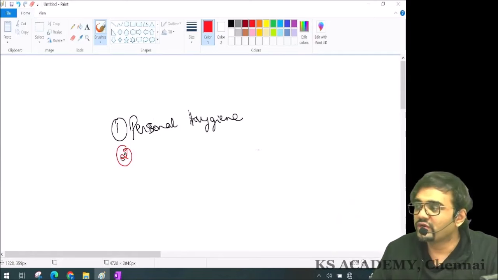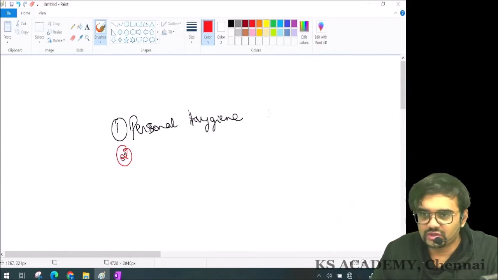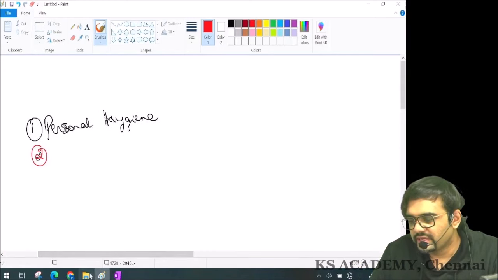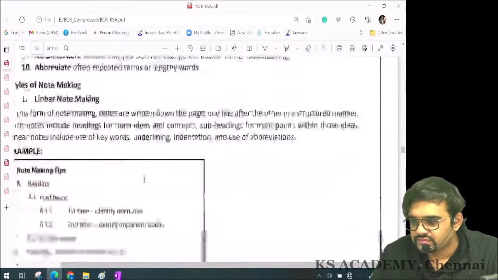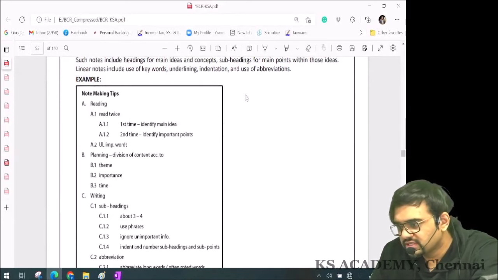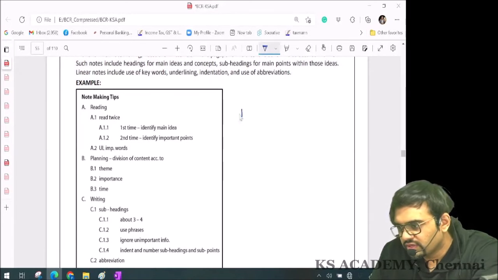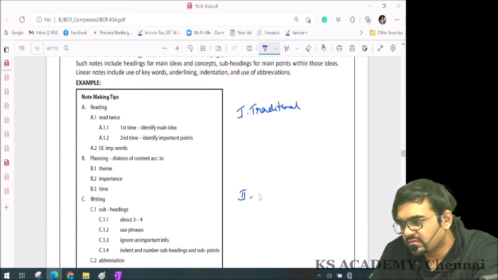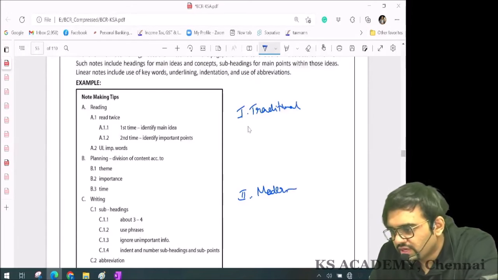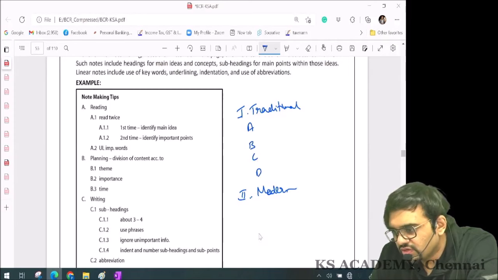Now tell me, if I want you to make a note of all this, how will you write? So basically guys, note making, if you see the notes here, this is how it will be. First you can write one, traditional method. Second will be modern method or medical method. Under traditional method, you can write it as A, B, C, D, your wish. Here also you can write A, B, C, D.